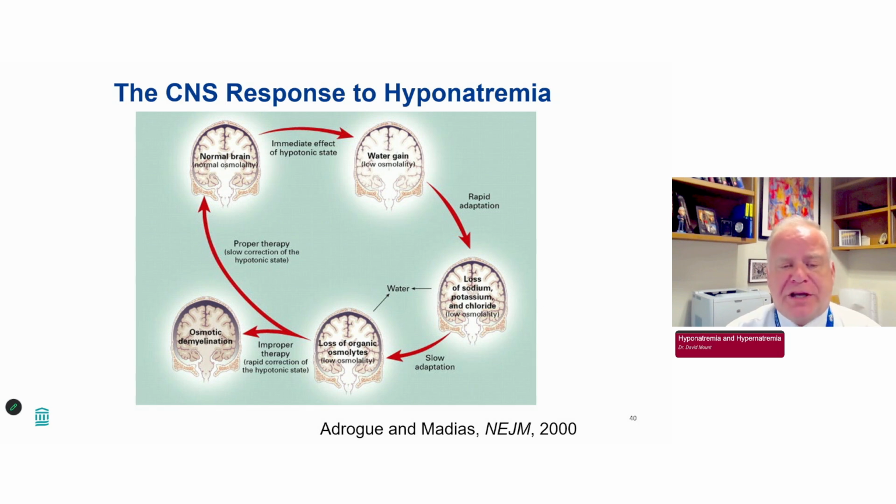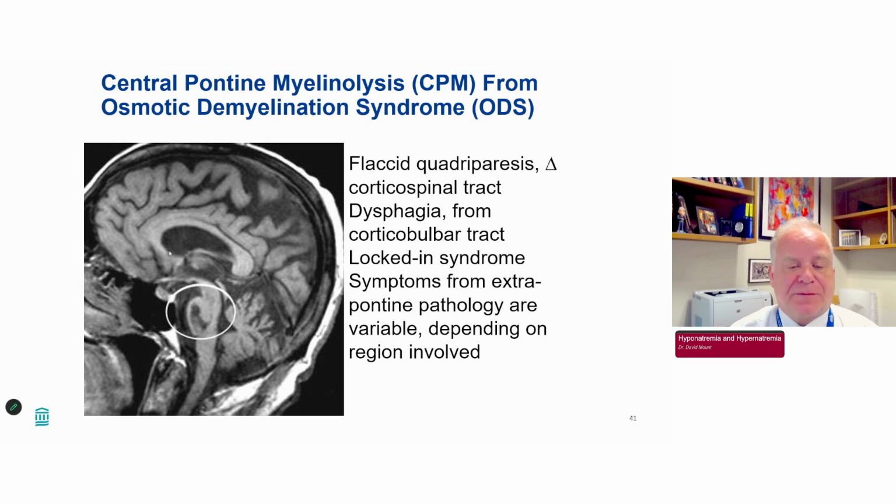Physiologically, you get a water gain with acute hyponatremia. You get the rapid volume regulatory response, where you lose sodium, potassium, and chloride from inside cells. And then you lose organic osmolytes from brain cells. And unfortunately, the regain of those osmolytes is much slower than the loss. And if you have improper therapy and a rapid correction of the hypotonic state, you can get osmotic demyelination.